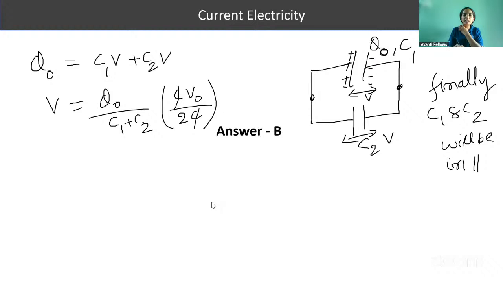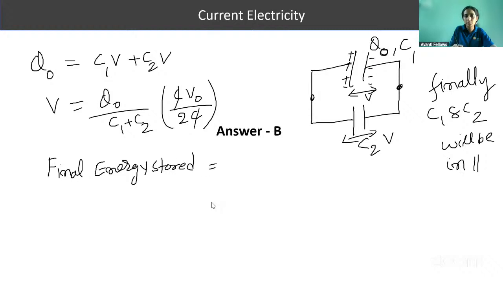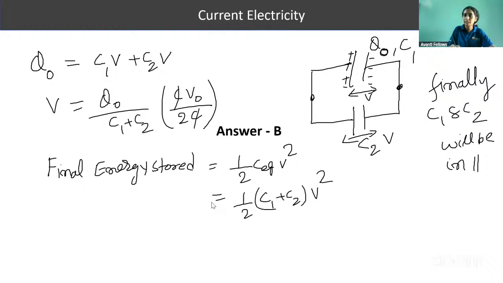Then finally you may be asked what is the final energy stored. So what will you write for the final energy stored? This will be equal to half C equivalent into V square. And since C1 and C2 are in parallel, they will get added, like in series, half C1 plus C2 into V square. And here C1 and C2 were equal, so this became 2C. And the 2 will cancel, so the final energy was CV square.